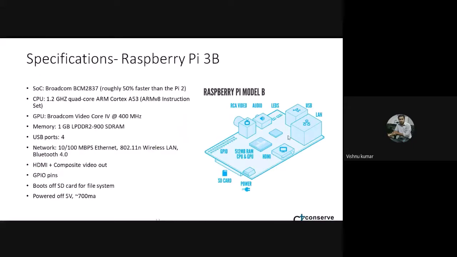And these are the specifications of Raspberry Pi. You can go and find the Raspberry Pi details; I have put them in the slide. The memory, USB ports, GPIO and SD card file system. The power is 5 volt, 700 milliampere.